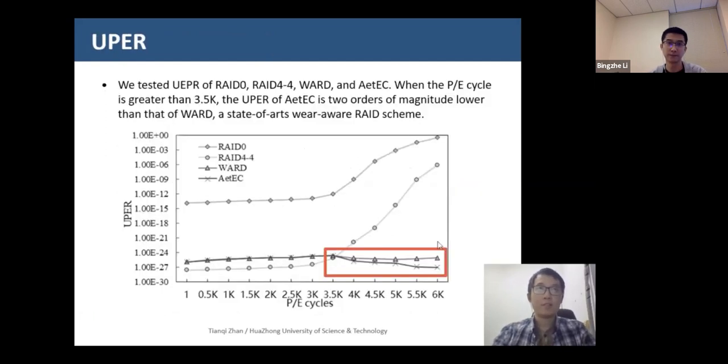We test the UBER of RAID 0, RAID 4, and AETC. When the PE cycle is greater than 3,500, the UBER of AETC is two orders of magnitude lower than that of MARS, a state-of-the-art near-VIR read scheme. It is because AETC can tolerate multiple chip errors. However, MARS can only tolerate single errors.